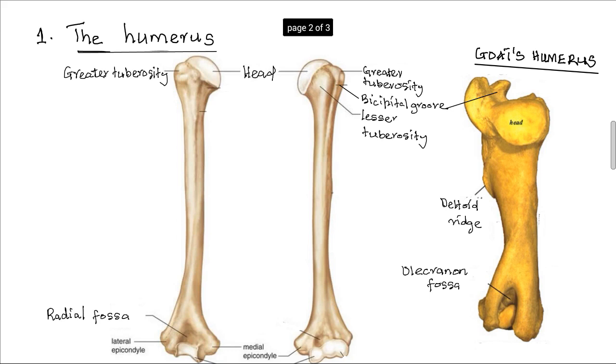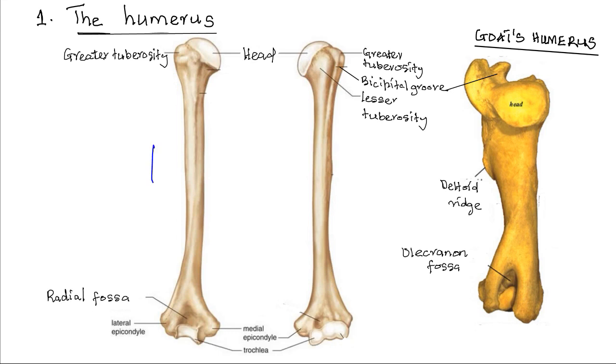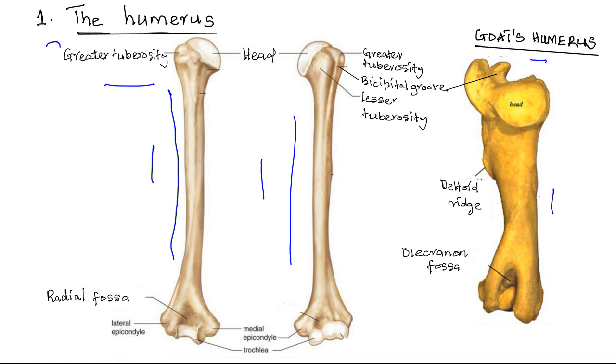So we look at the human, these 2 here represent the human humerus, and then for comparison look at the goat's humerus. The humerus consists of a long shaft, this is the shaft, with 2 distinct ends. Proximal end, that is the proximal end, and the distal end. The 2 ends are very distinct. Now let us look at the distinctive features at the proximal end.